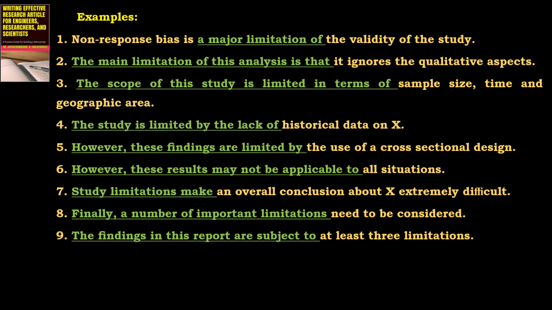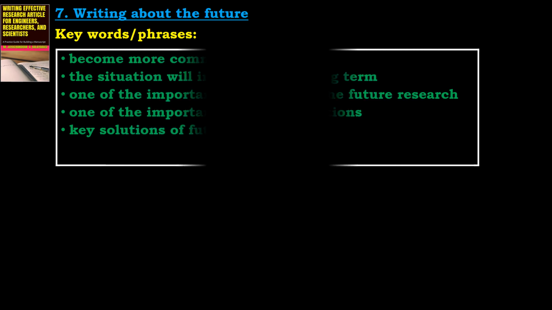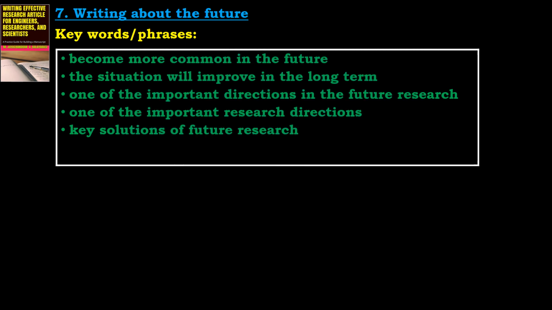7. Writing about the future: making suggestions for improvement and recommendations towards the directions, and opportunities for future research related to the present work. Key phrases are: become more common in the future, the situation will improve in the long term, one of the important directions in the future research, one of the important research directions, key solutions of future research.